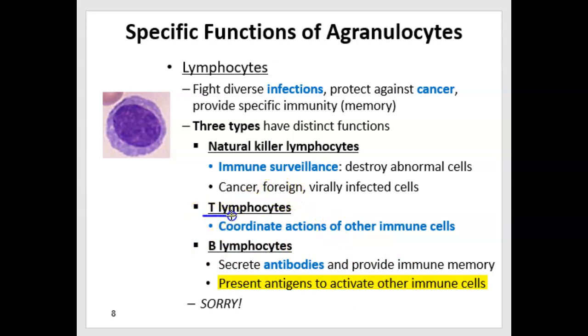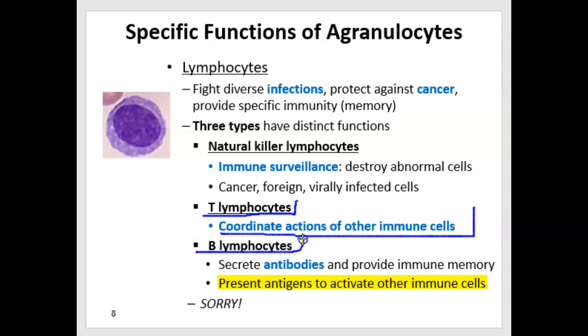Then there are T lymphocytes. These cells are referred to as T cells because they mature in the thymus. They're really good at coordinating the actions of a lot of different immune cells. We're going to talk about their function in the immune system. They release lots of different chemicals that activate other leukocytes and immune cells.